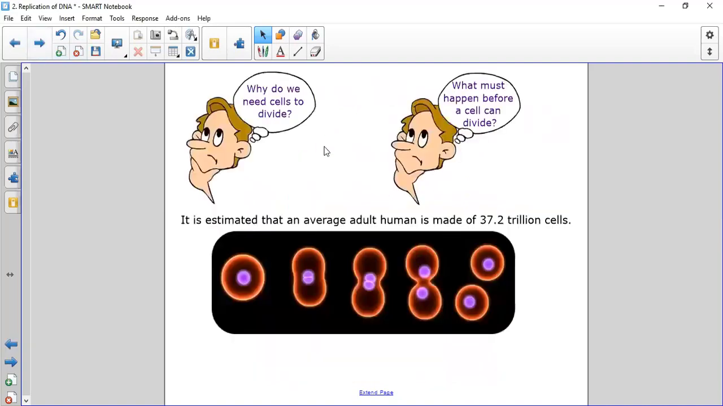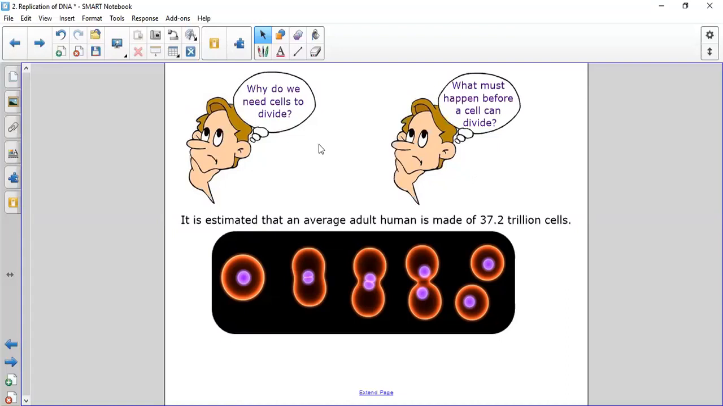Okay, so first to get you started, have a think about why do we need cells to divide and what must happen before a cell can divide. There's a little fact there for you. It is estimated that an average adult human is made of 37.2 trillion cells. And there's a little picture there of one cell, obviously very simplified, turning into two.